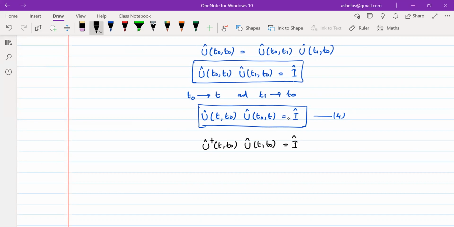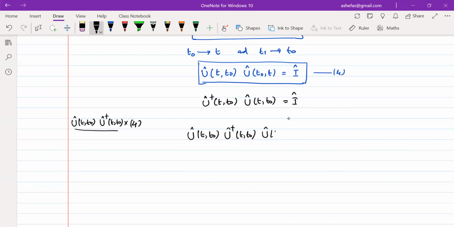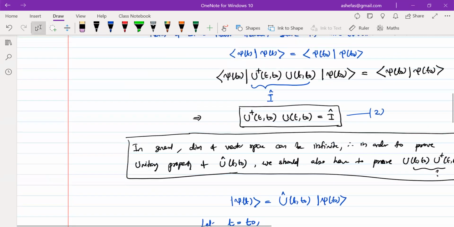Okay, so then multiply equation number 4 with U(t,t0) U dagger(t,t0) from the left side. So this becomes U(t,t0) U dagger(t,t0) times U(t,t0) U(t0,t). The right side would be identity times this quantity, which is U(t,t0) U dagger(t,t0). Now what was the equation number for this equation? You just go back. Okay, that is equation number 2.